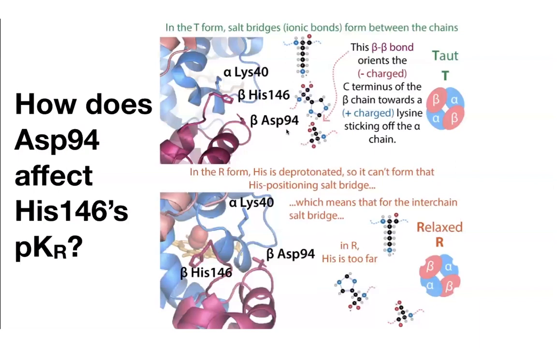So we have our aspartate. And remember, our aspartate is negatively charged. So how do you think it might affect the His 146's pKr? Is it going to raise it, lower it, or have no effect?